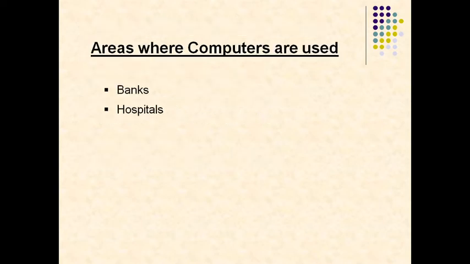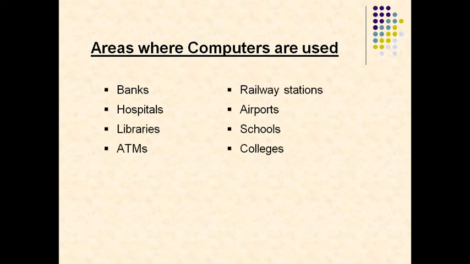Now let us move to the next topic, areas where computers are used. The areas where computers are mainly used are banks, railway stations, hospitals. Okay students, I think you have seen that nowadays, in every department, they are using computers for working. There is no paper and pen, only systems are seen in all the departments. Okay, banks, railway stations, hospitals, airports, libraries, schools, ATMs, colleges, homes, etc. Okay, so in this lockdown period, due to COVID, all the people at home are using computers for doing work from home.